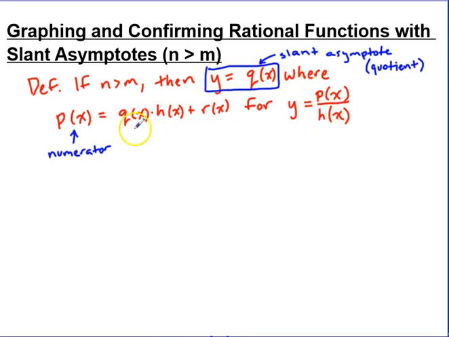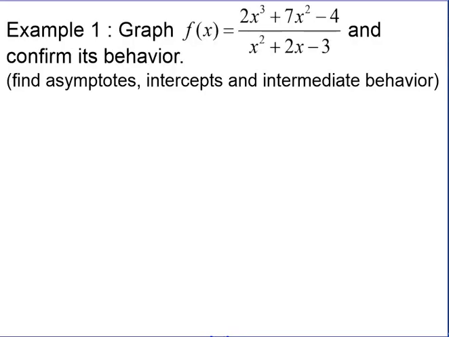Okay. So p of x, the numerator, is what you get when you multiply the quotient times the denominator, the divisor, plus the remainder. Okay. So we're going to, in other words, need to do some division in order to find out how that slant asymptote is going to come out. Let's apply that to a specific example.